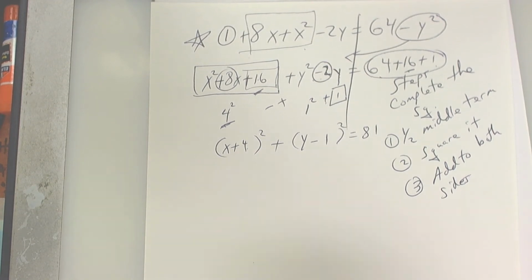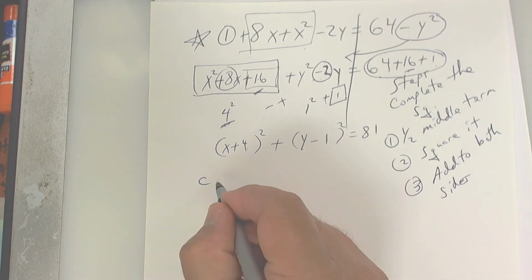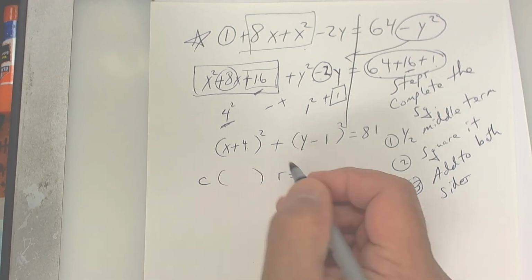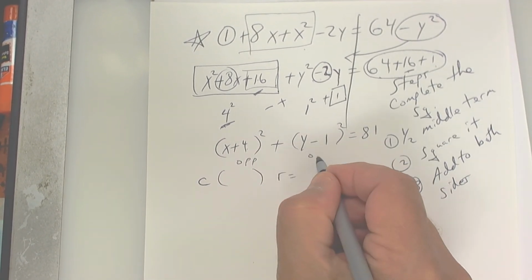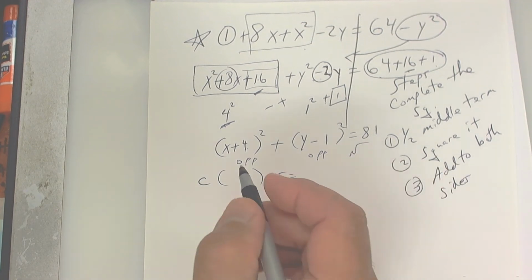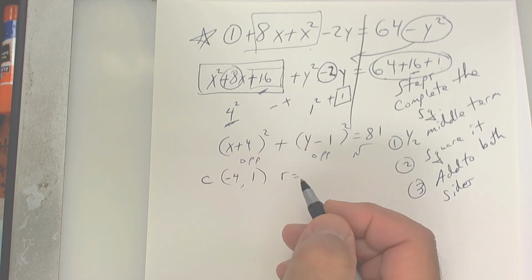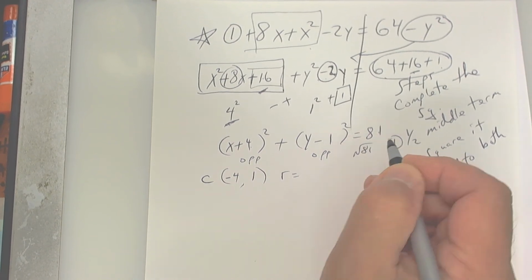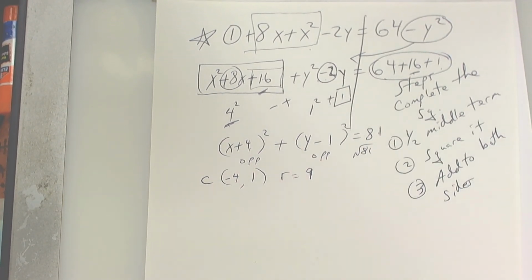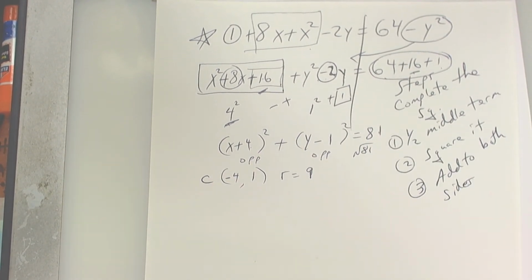So you do the center and the radius. Remember opposite, opposite, and then the square root. So the opposite is going to be a negative 4 and a 1. The radius, the square root of 81, is 9. And then you can graph it, everything else. That's called completing the square. Okay?